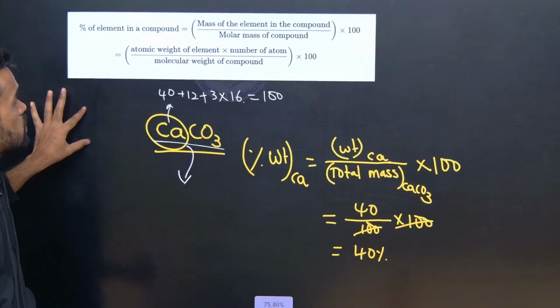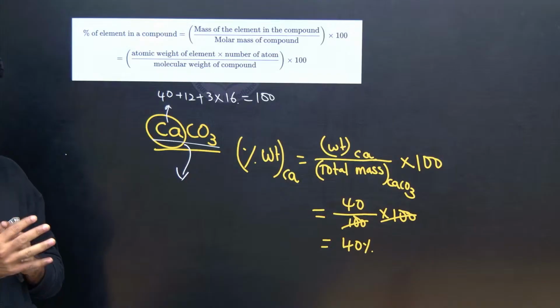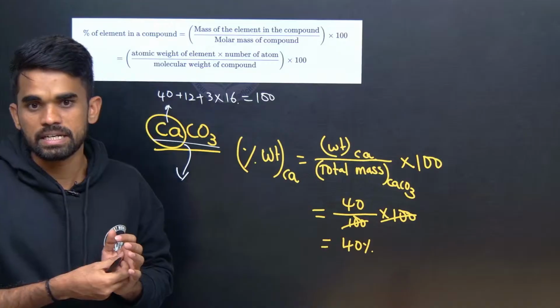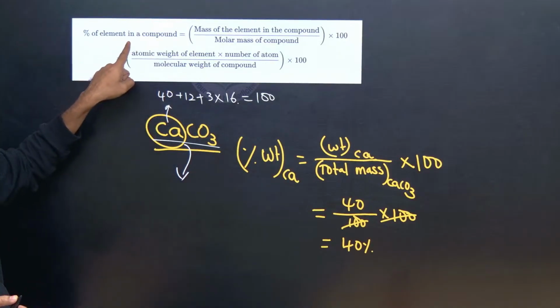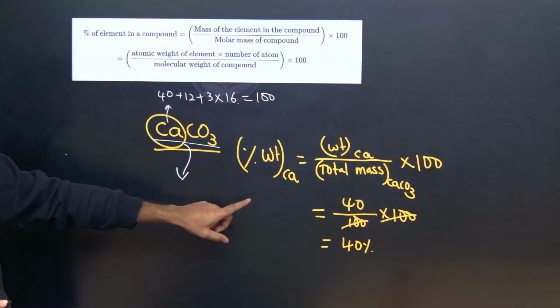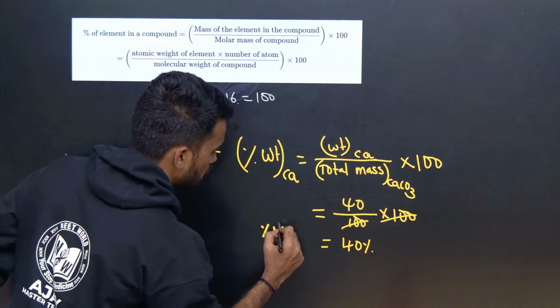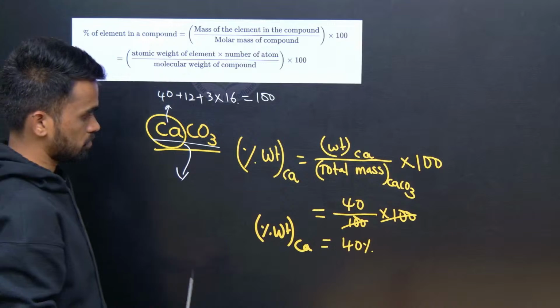This is in terms of weight. Sometimes a question will be asked in terms of moles, mole percentage. We will look into that example also. So you just write this formula in your notes, then give one example like this. Percentage weight of calcium is 40.